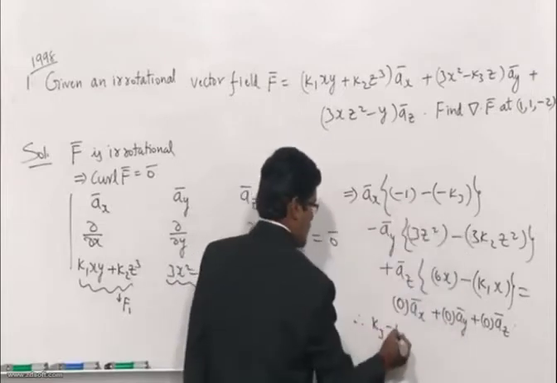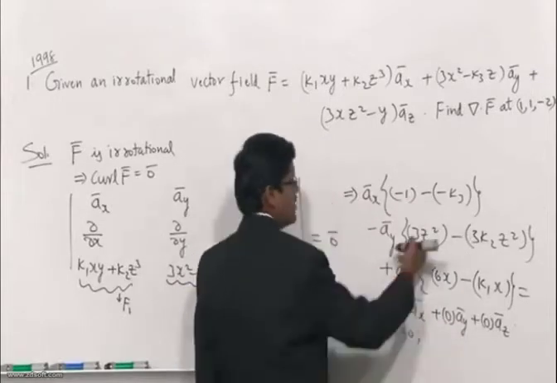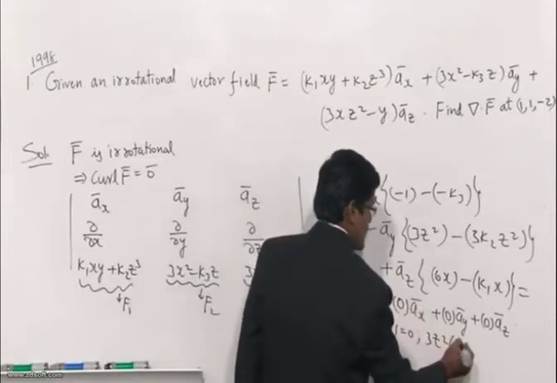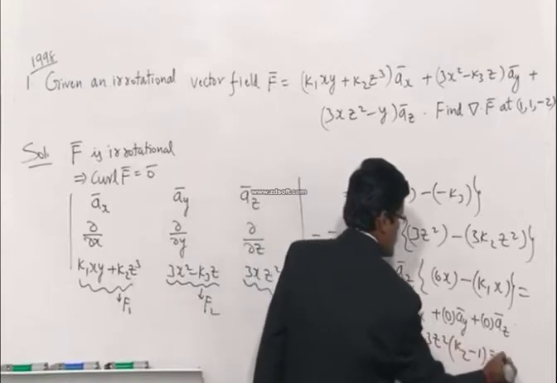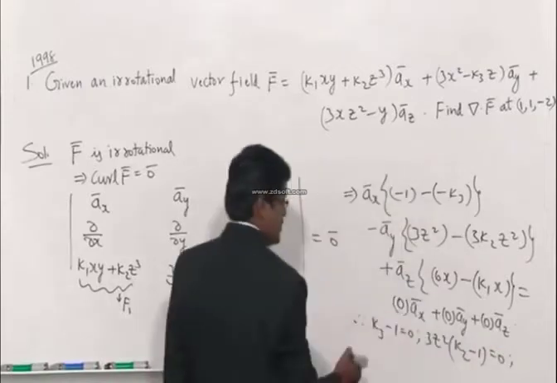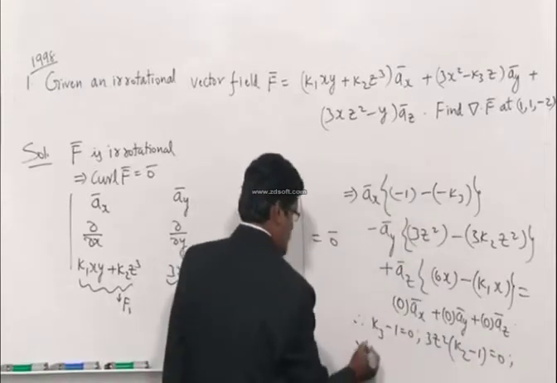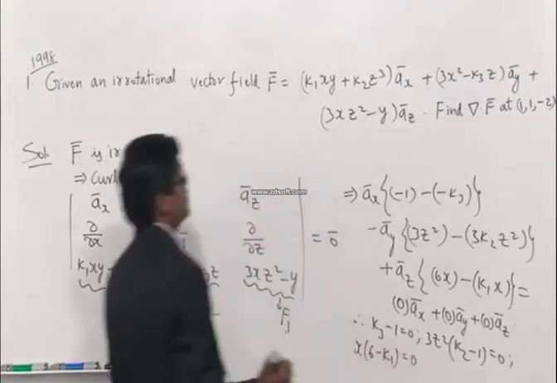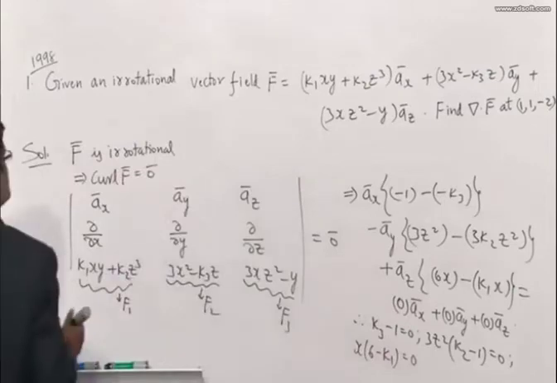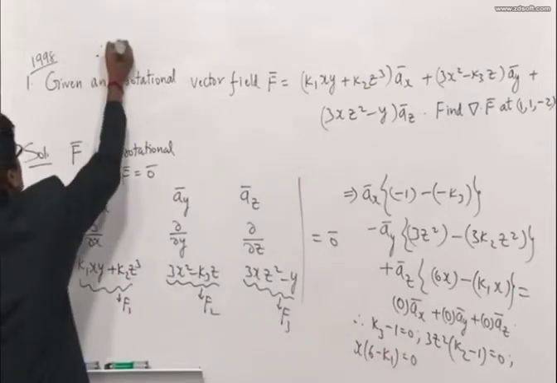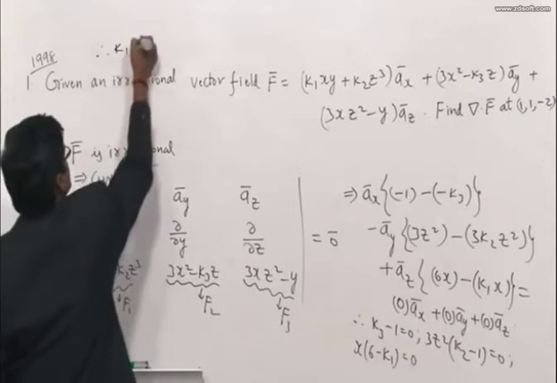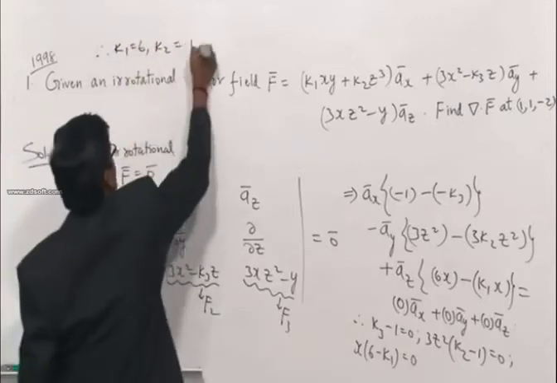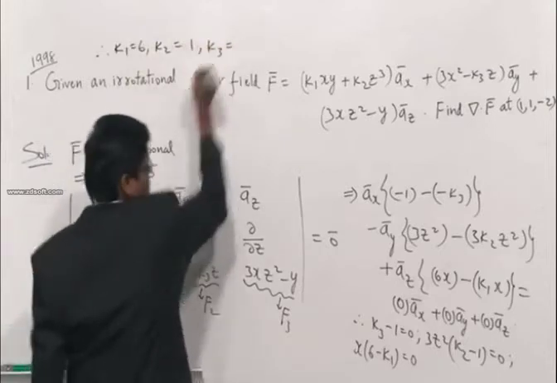k3 minus 1 is equal to 0, and this is 3z square. k2 minus 1 is equal to 0, and the last one, x into 6 minus k1 is equal to 0. So therefore k1 is equal to 6, k2 is equal to 1, k3 is equal to 1.